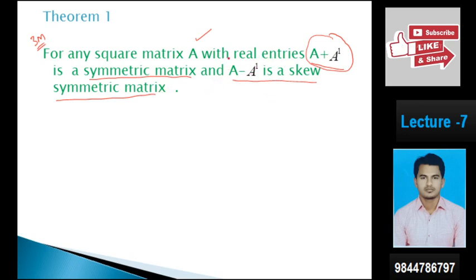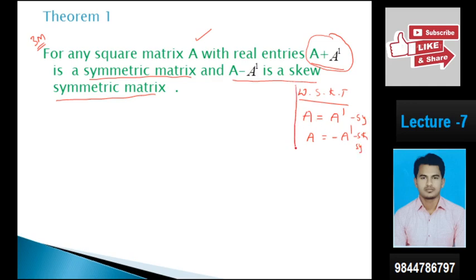First of all, I am going to prove this theorem. We should know what the condition of symmetric is: A equal to A transpose. And A equal to minus A transpose. This is the symmetric condition, and this is the skew symmetric condition. So be careful.